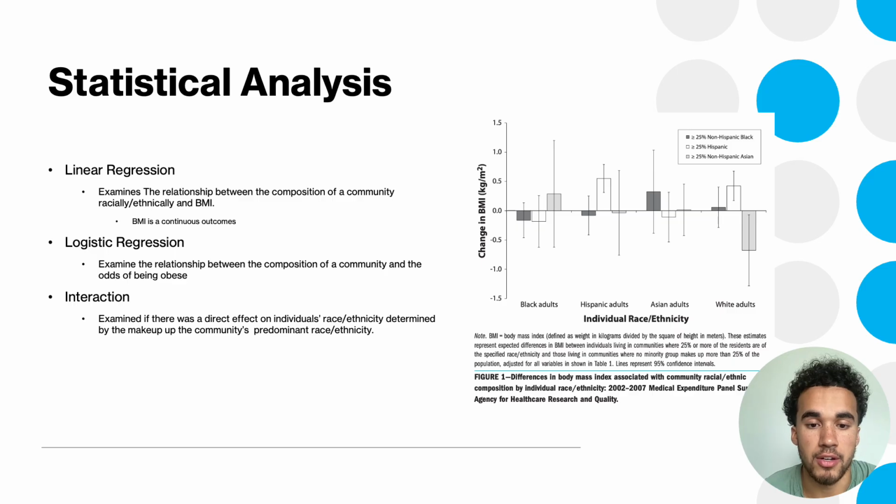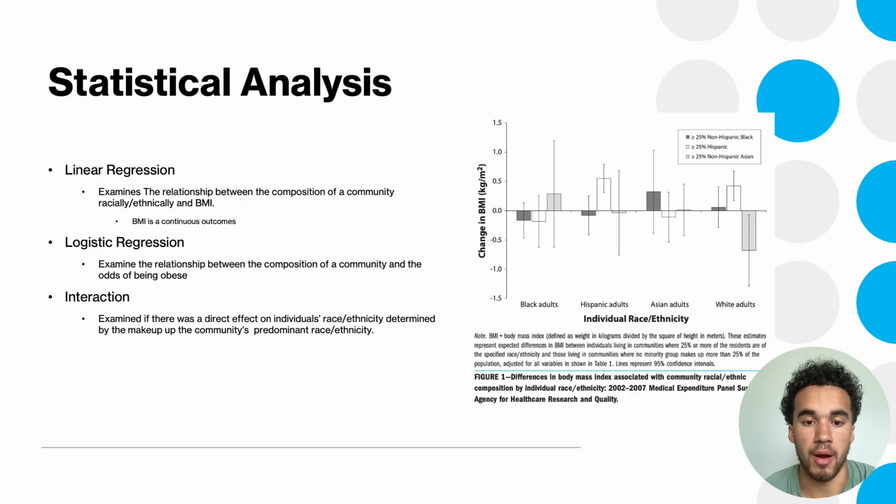White adults living in a predominantly black community experienced a decrease in BMI, while those in predominantly Hispanic communities had an increase in BMI. Asian adults saw small changes regardless of community composition, and there were no statistically significant effects. But the error bars, as you can see, are actually pretty wide for many groups, which indicates a lot of variability and that not all observed differences are statistically significant.